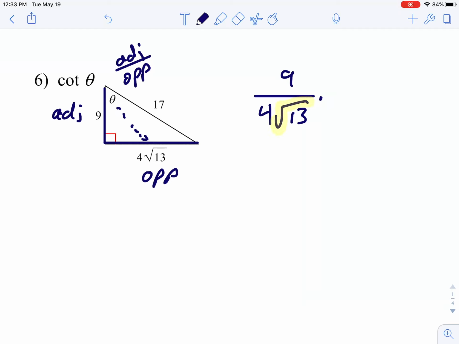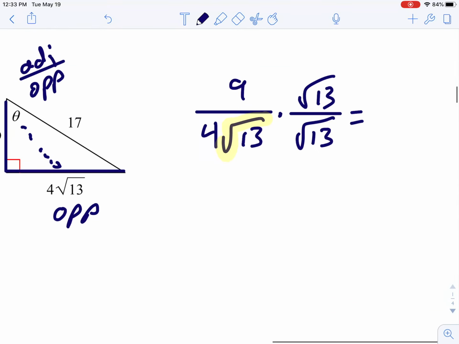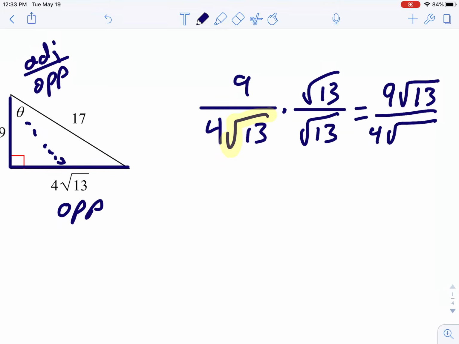So here's the step-by-step method, and then I'll do the shortcut. You need to multiply by square root of 13 over square root of 13. On the top, 9 times square root of 13 is just 9 times the square root of 13. On the bottom, we have 4 square root of 13 times square root of 13. That's going to be 4 square root of 13 times 13, which is 169. So that's 9 radical 13 over 4.